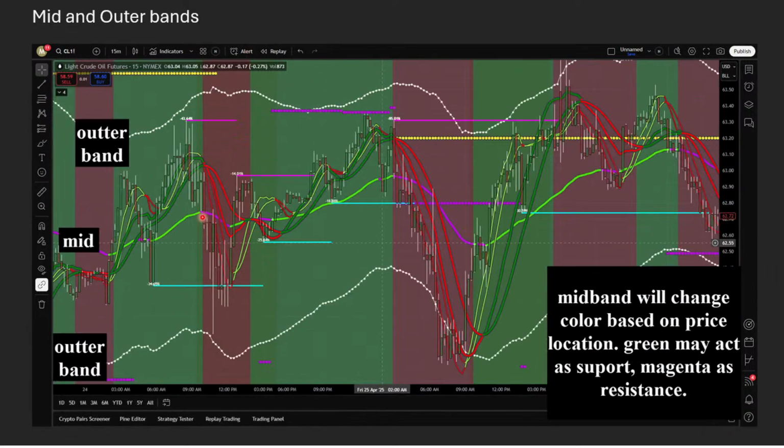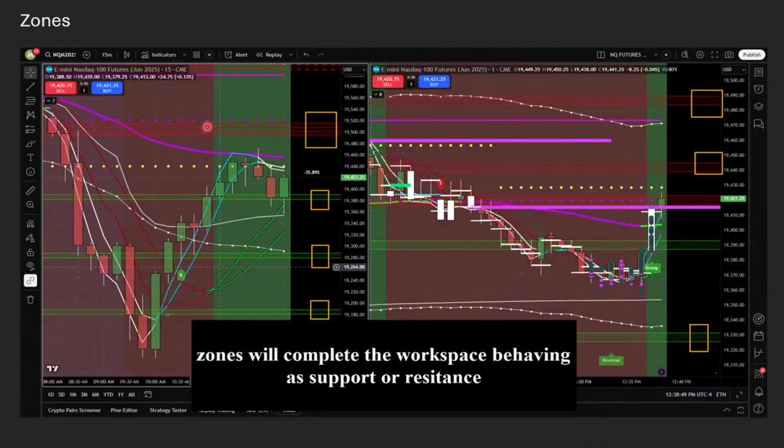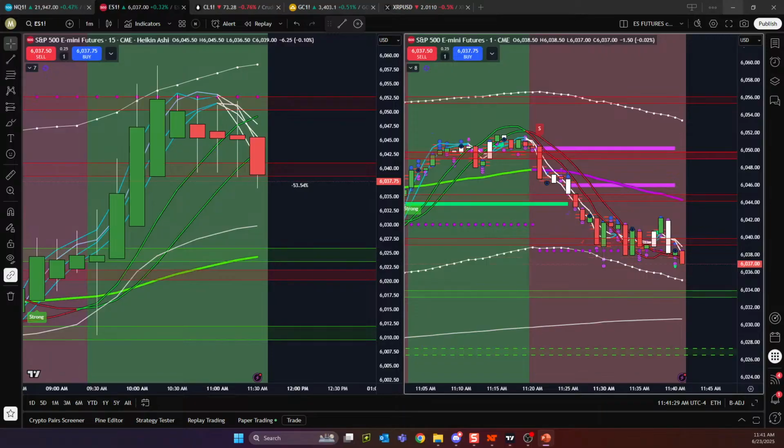Mid-band, outer bands. The mid-band is what you're used to. The outer bands are just exhaustion points. And then the one thing is the zones. So if you're making that transition, Chart Prime has amazing zones. Support and resistance. And they're just going to help you see where potential tops and bottoms are. So that is the basic indicators. And there's really not a difference.